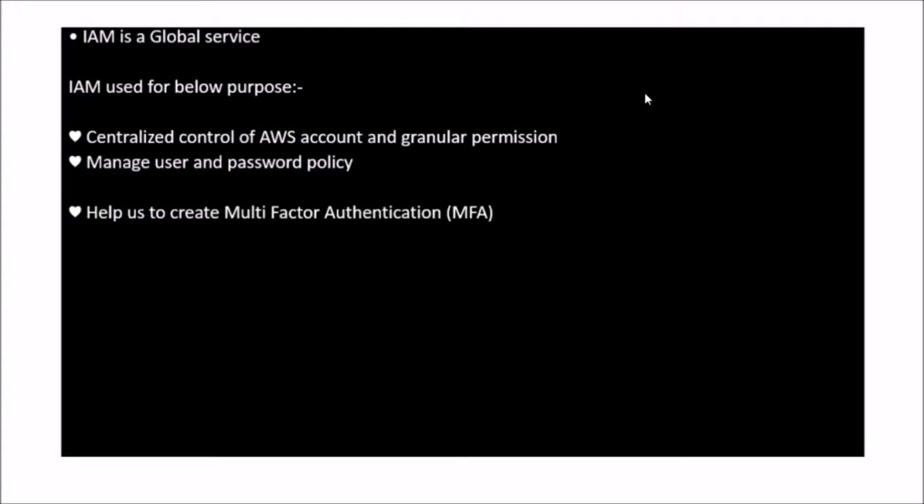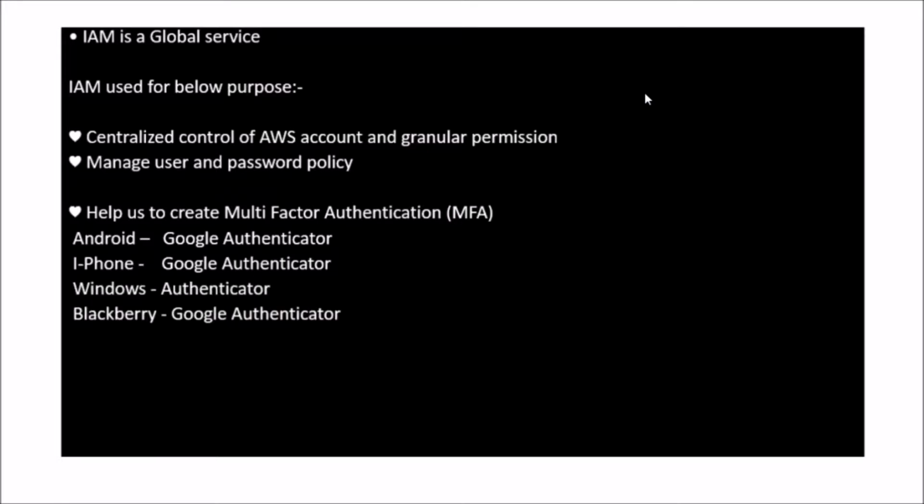Okay, then it manages user and password policy and helps us to create multi-factor authentication. It is also known as MFA. So we can create MFA through our Android device or iPhone or Windows or BlackBerry. Android, iPhone and BlackBerry support the Google Authenticator application, and Windows supports the Authenticator app. You can download these apps from your Play Store or App Store.